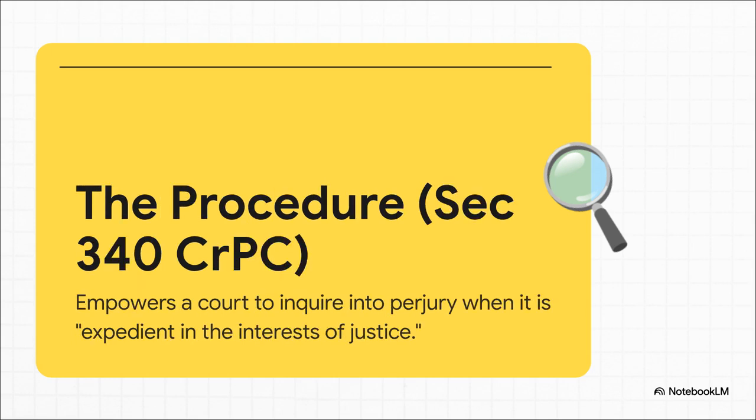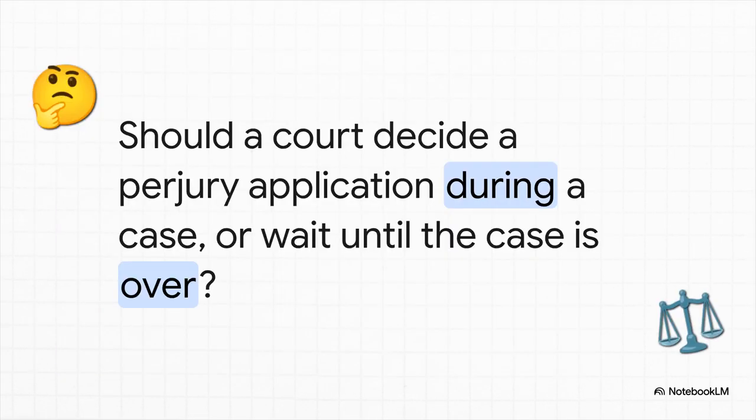Well, that's where Section 340 of the CrPC comes in. And the key phrase here is that it gives the court the power to act only when it thinks it's expedient in the interests of justice. This isn't something the court has to do. It's a discretionary power. The court has to be convinced that starting a perjury investigation is actually necessary for justice to be served. Okay, so this boils everything down to one simple question of timing.